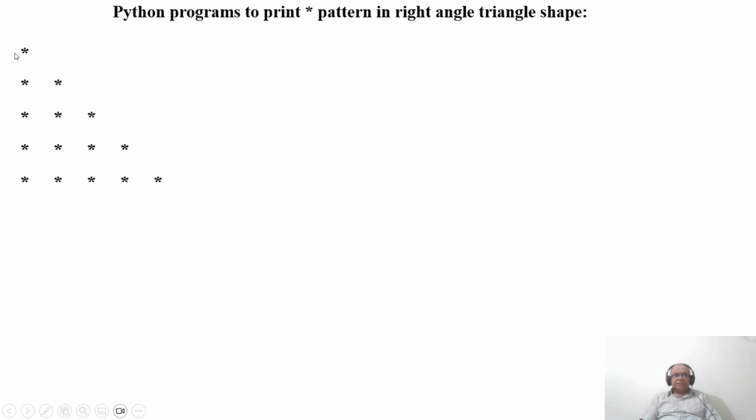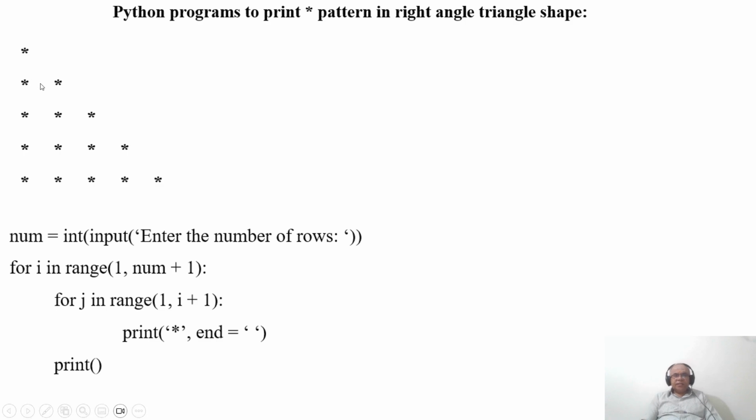Now here, this pattern is arranged in rows and also in columns. So that means it is going to be in the form of a matrix. So here I can use for loops. One is for rows and the other one is for columns. How to use it? You will have a simple code.